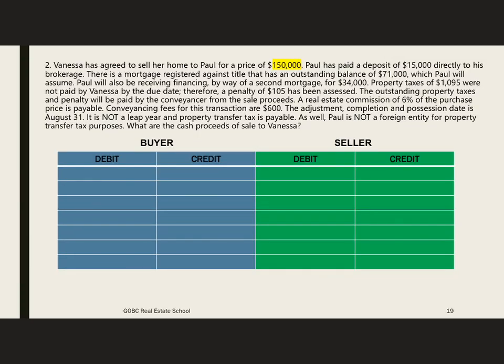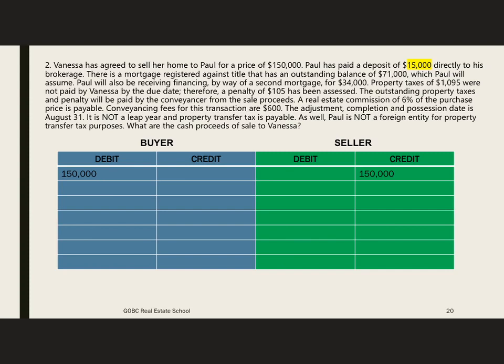Okay, next question. We're going to do the same thing. So we're going to just deal with everything as they give it to us in the question. So the first thing we have to deal with is that purchase price of $150,000. Purchase price is a debit for the buyer and a credit for the seller. The next thing is the deposit of $15,000.